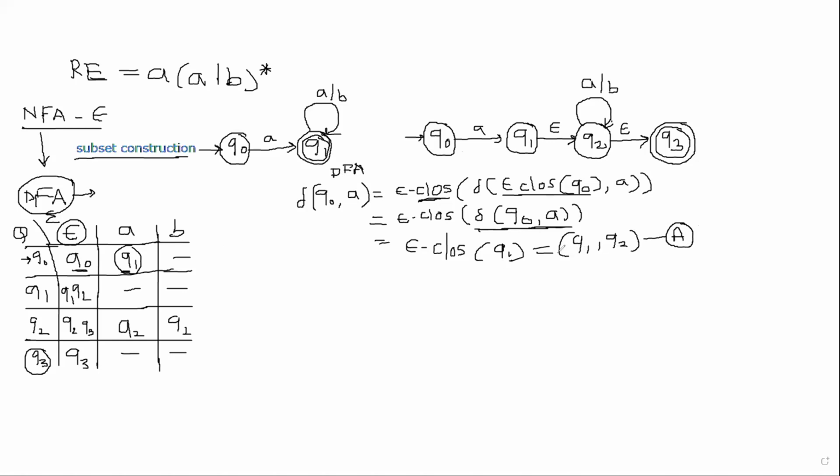आता इथे एक नवीन स्टेट मिळाली आपल्याला Q1, Q2. जोपर्यंत नवीन स्टेट अशा मिळतात तोपर्यंत ही प्रोसेस तुम्हाला रिपीट करायची आहे. So I will have the second transition of this state Q0 with B. So what is the output you are going to get with Q0 on B? The same formula I will be using. So here the epsilon closure of transition of epsilon closure of Q0 on B.